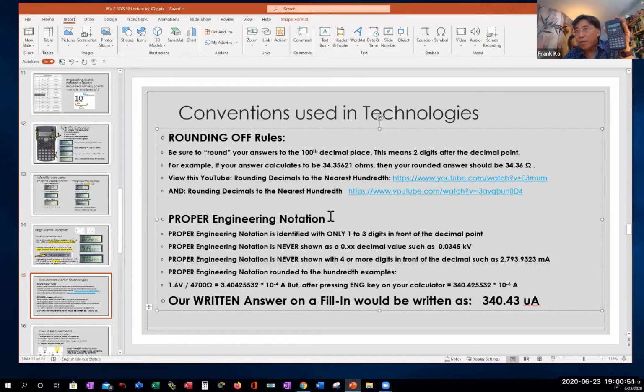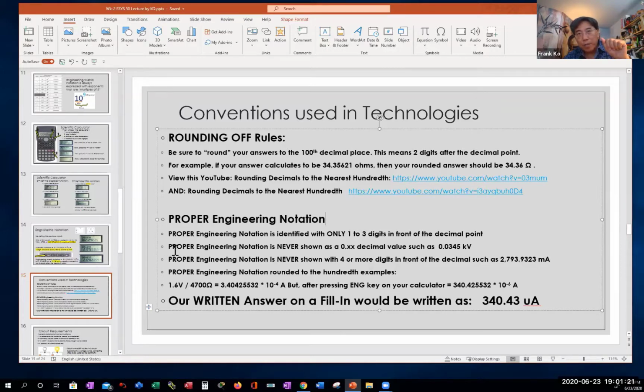Then there's another convention we use in technologies, and that is known as proper engineering notation. What makes it proper is this first line. Proper engineering notation is identified with only how many digits in front of the decimal point? Only 1 to 3 digits in front of the decimal point. Between what? 1 up to 3 digits in front of the decimal point.